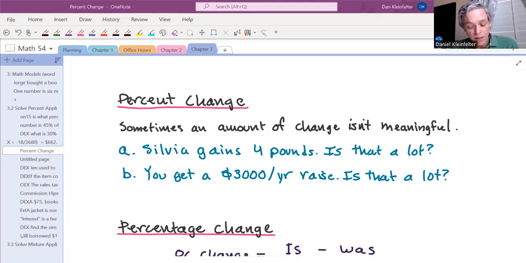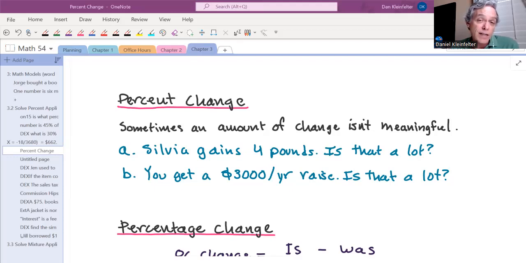As another example, suppose you get a $3,000 a year raise, which is great. If you make $12,000 a year and now you're making 15 because you've gone up from 12 to 15, a $3,000 increase, that's going to be a quality of life improvement for you. That extra $3,000 a year is another 25% of what you were making before.